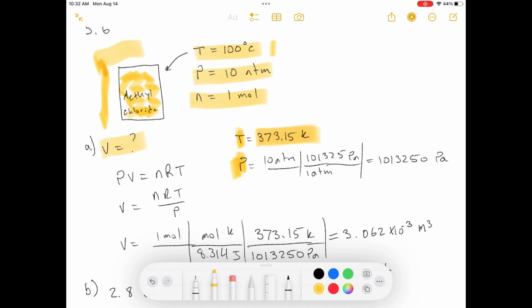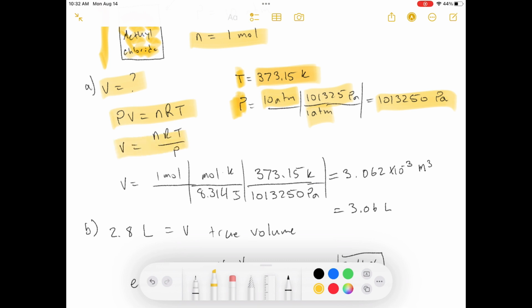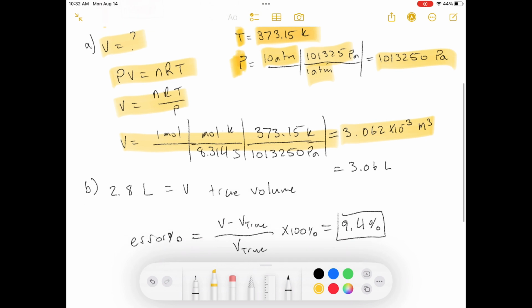So it gave us 10 atmospheres. There's this many pascals in 1 atmosphere, so then convert that into pascals. Okay. Ideal gas equation of state right there. Rearrange it so that we're solving for volume. And then you plug in all the numbers, and that's what you get, in meters cubed, because that's the SI unit. And then you've got your liters there.